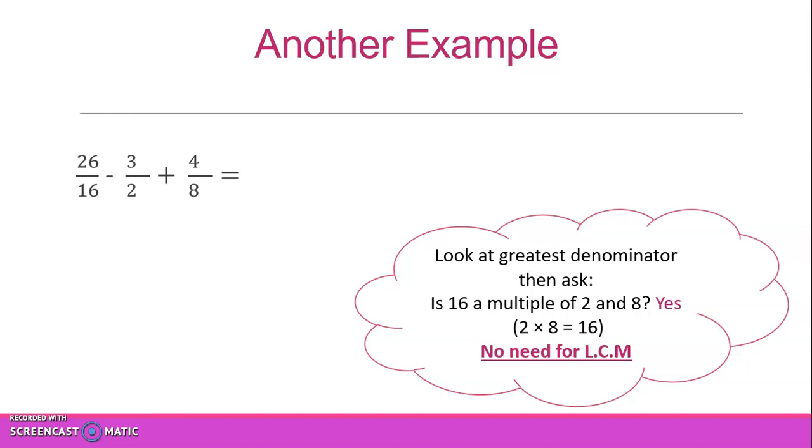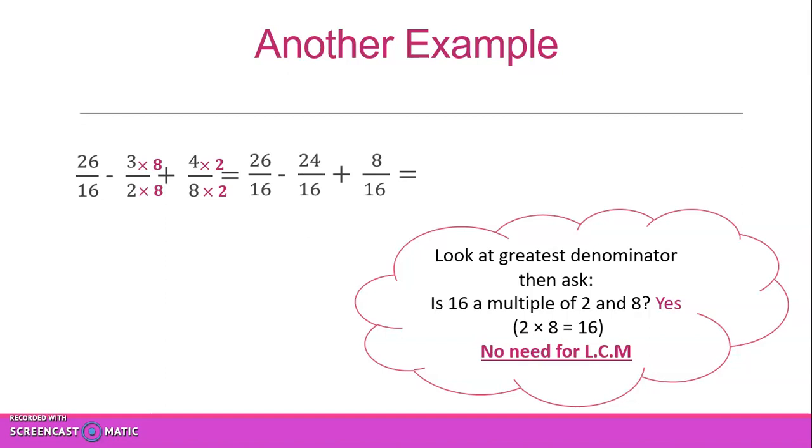As for the first fraction, the denominator is already 16. I keep it as it is. The second one, the denominator is 2. I have to multiply by 8 up and down. In the third fraction, the denominator is 8. I have to multiply by 2 up and down. Then I calculate the answer.